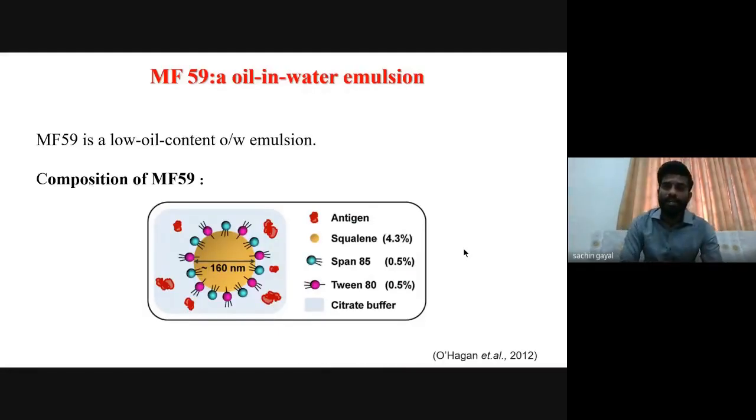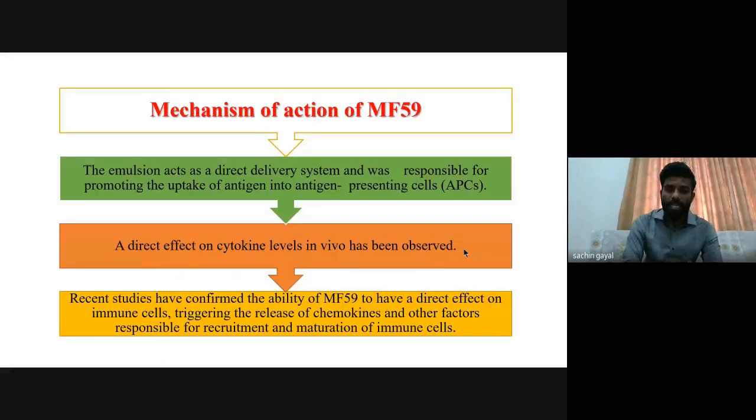MF59 is an oil in water emulsion type of adjuvant. We can see in this picture the composition of MF59, that is antigen, squalene, span, tween and citrate buffer. Squalene is an oil which is obtained from shark liver oil, and which is a biodegradable and biocompatible oil. While span and tween are two non-ionic surfactants which bind all contents, and citrate buffer is to maintain the pH. This is the flowchart regarding the mechanism of action of that MF59.